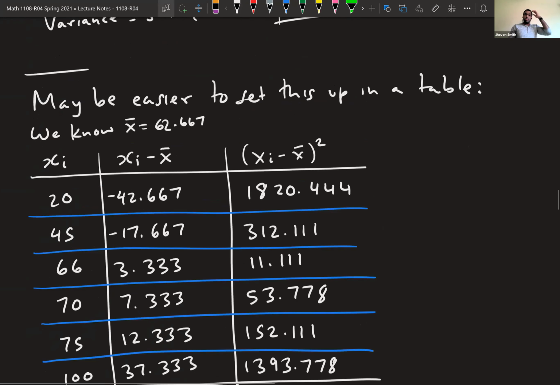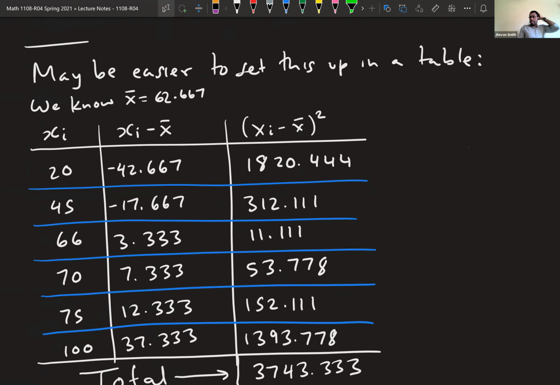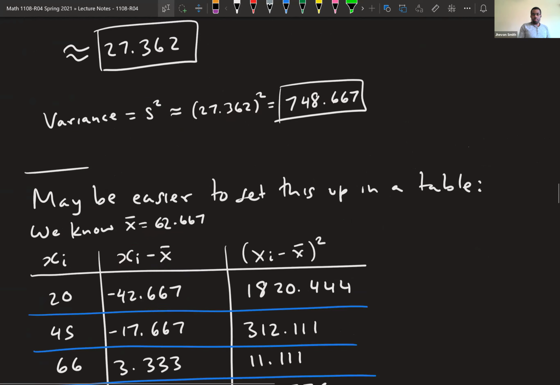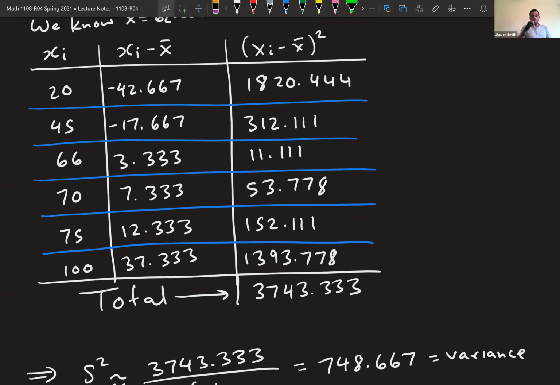So that's how you can do it in your table if your calculator is kind of weird and you can't really plug it all in. And this will be very annoying for you to do. You can do it in a table if you want. Just compute one line at a time, then add them together.